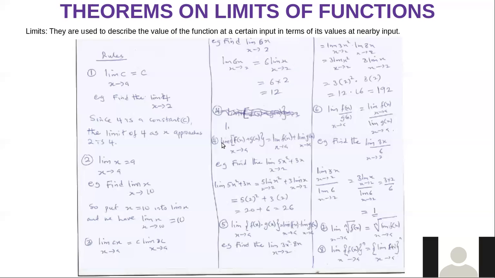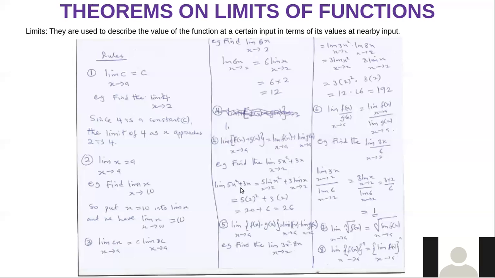Now, another good rule is when you have the limit of f of x plus g of x as x tends to a. Since you have addition in between, we can split it into two different functions: the limit of f of x as x tends to a, plus the limit of g of x as x tends to a. Look at a very good example. Find the limit of 5x squared plus 3x as x tends to 2.